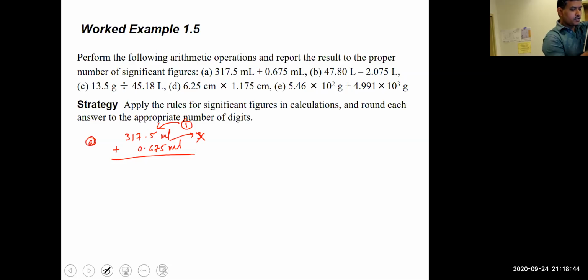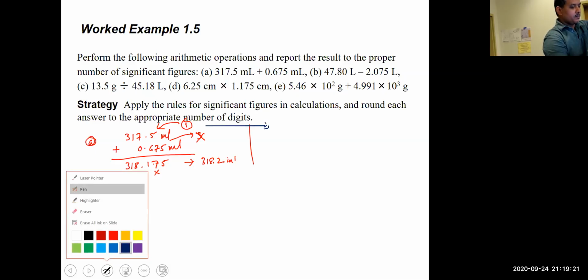So if I add these two, I should have the answer as 318.175. Because I'm keeping the number to only 1 decimal place, I'm going to drop this number, but 7 is a number between 5 and 9, so I should add +1 to the last number that I'm keeping. So I'm going to convert that 1 to 2. That will be the correct significant figures, and the unit is ml, which we shouldn't forget.